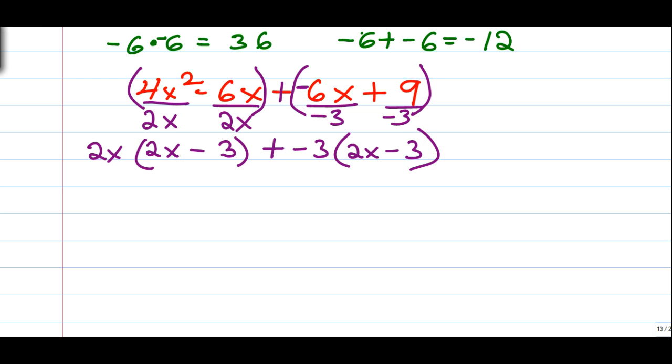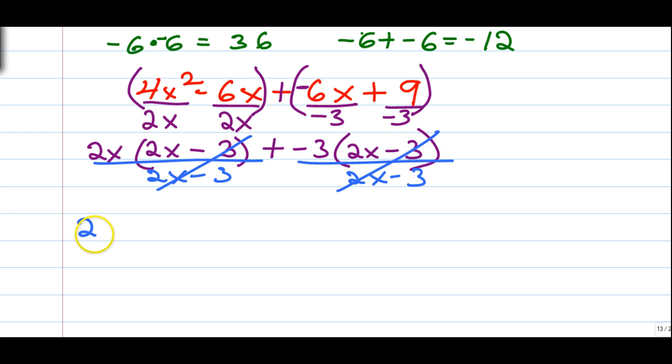Last step, I need to come in here and divide out my 2x minus 3 from both sides. So I'm going to divide out a 2x minus 3 here, and I'm going to divide out a 2x minus 3 here. So these pulled to the outside, 2x minus 3. What I'm left with is a 2x plus a 3. So coming down here, I'll rewrite that. I get a 2x minus 3.